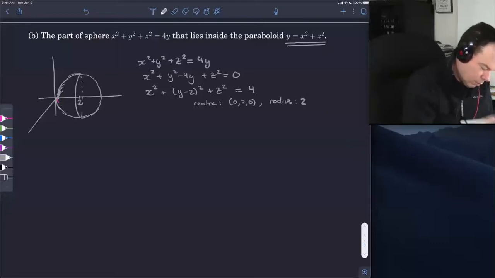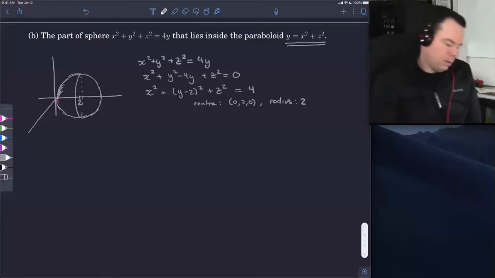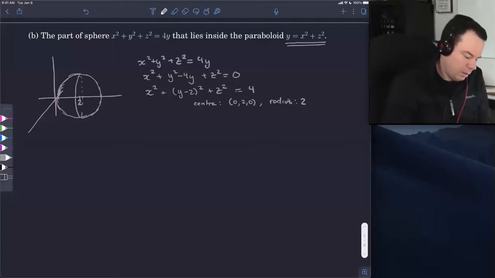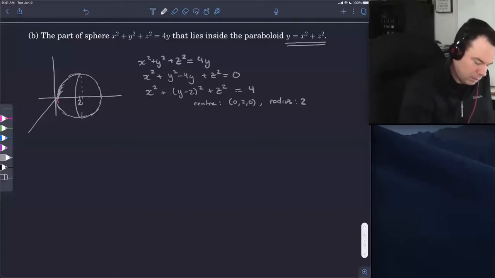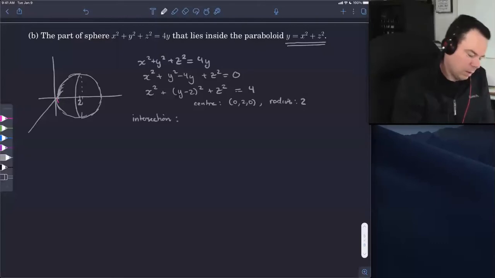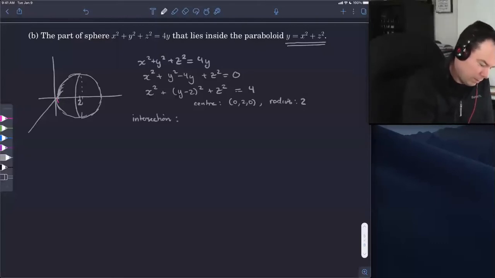And that's a value of 2. And then we've got our paraboloid that we're going to have to draw, and it's going to cut out a portion of the sphere that sits inside it. So let's figure out where they intersect. What is the intersection of our sphere and our paraboloid?